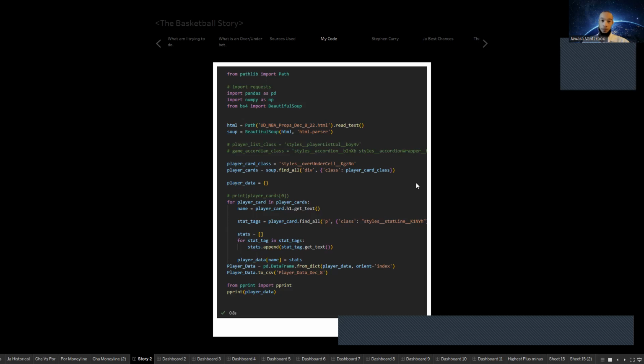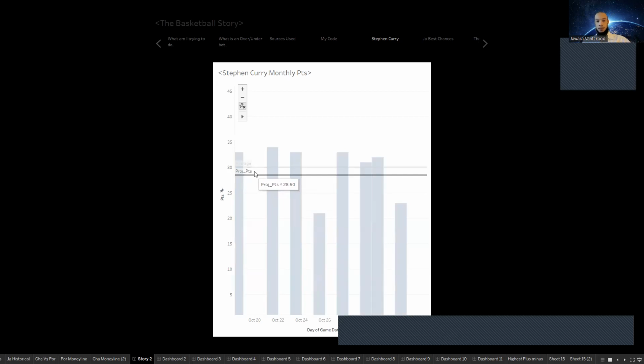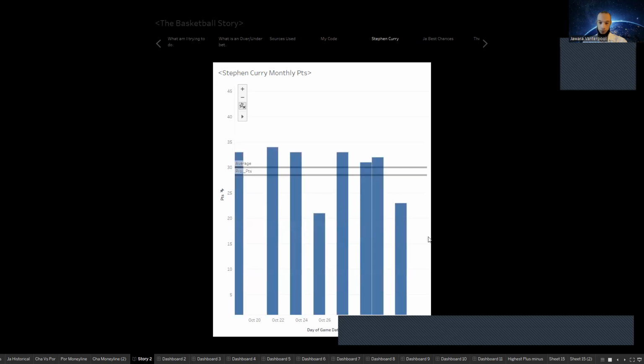So my next slide. This was essentially a practice graph to see if the player would hit the values I predicted he would. Now, the average over this eight game span, which is just this season, is 30 points, and the projected value on Underdog was 28.5 at the time.